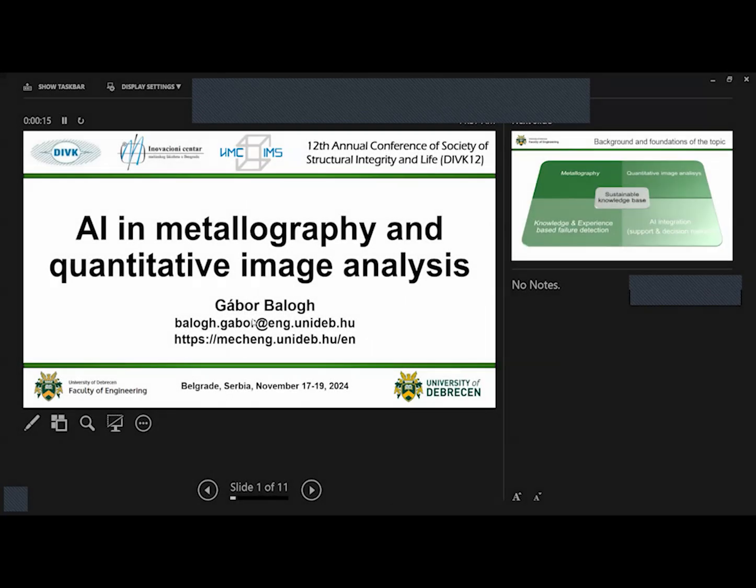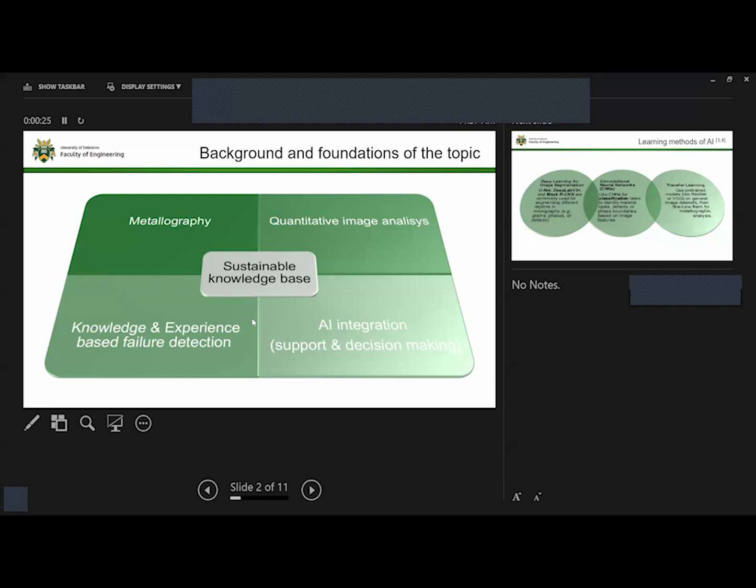Beside that, dear colleagues, I would like to talk about AI in metallography, the integration of AI in metallography and quantitative image analysis. Basically, it's to explain the background why I'm doing that. Basically, this is a beginning step of a longer process.